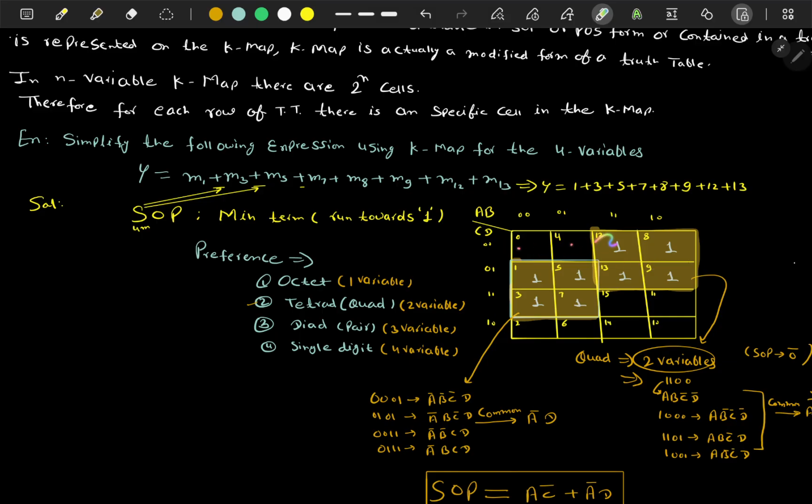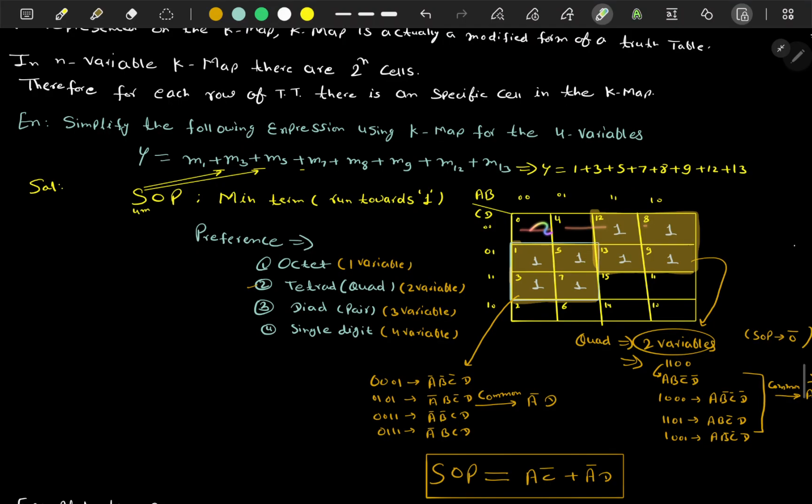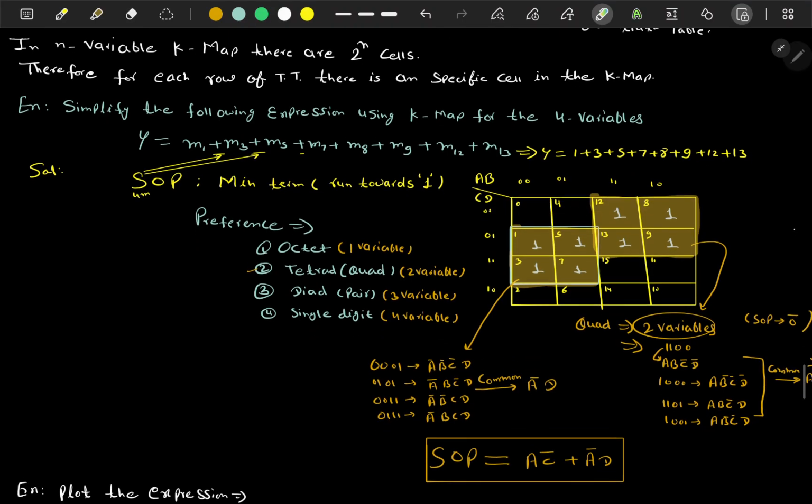So what is it? 0, 4, 12, 8. Then 1, 5, 13, 9, then 3, 7, 15, 11, and 2, 6, 14, 10. You just have to remember this term: 0, 4, 12, 8. It is also the table of 4.